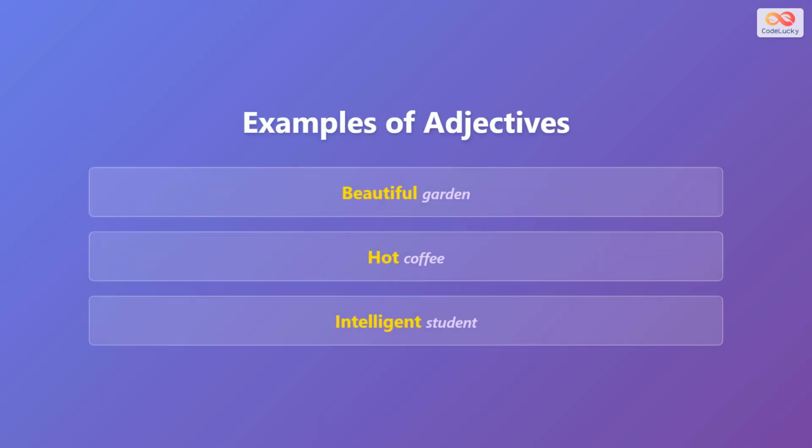Let's look at some real examples of adjectives in sentences. Beautiful describes the garden. Hot describes the coffee, and intelligent describes the student. In each case, the adjective comes before the noun and tells us something special about it. These adjectives help us understand more clearly what kind of garden, coffee, or student we are talking about.